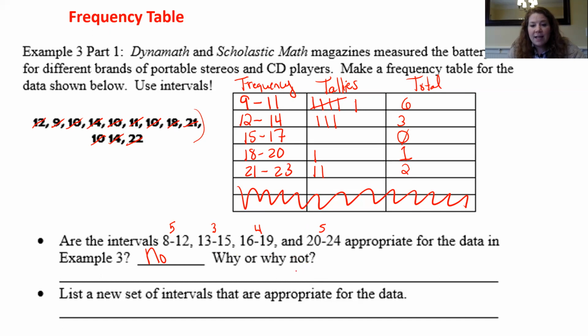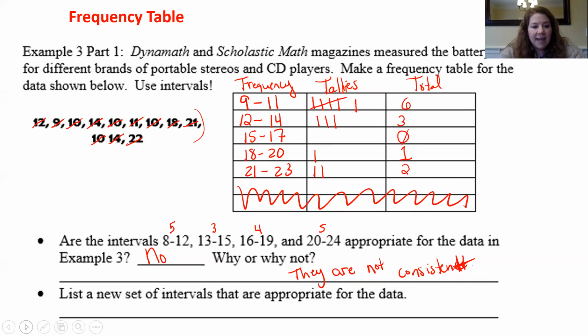And why or why not? The intervals are not consistent. They don't have the same number of digits. Consistent, C-O-N-S-I-S-T-E-N-T. Oh my goodness, you guys, I really do kind of know how to spell. All right, so list a new set of intervals. Okay, which we already did, right?